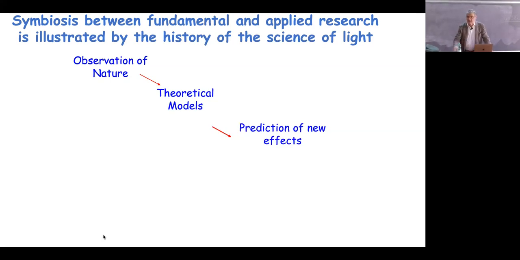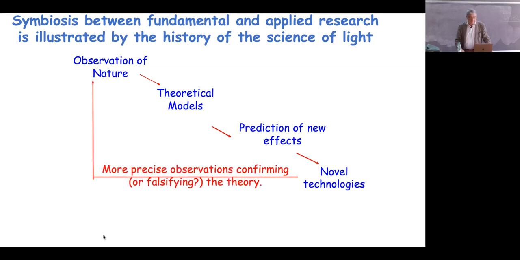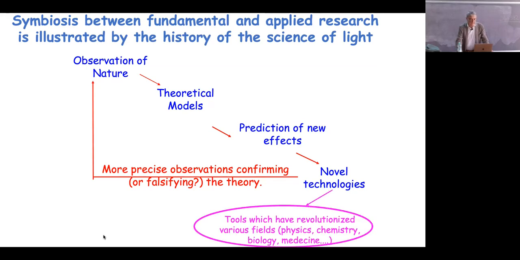for instance, Bose-Einstein condensation or the laser effect. This leads to novel technologies. You build devices which use the new effects which come from the theoretical models. And these novel technologies allow you to do more precise observations, which are either confirming or falsifying the theories. And so you have a kind of virtuous loop. It's the way physics is working.